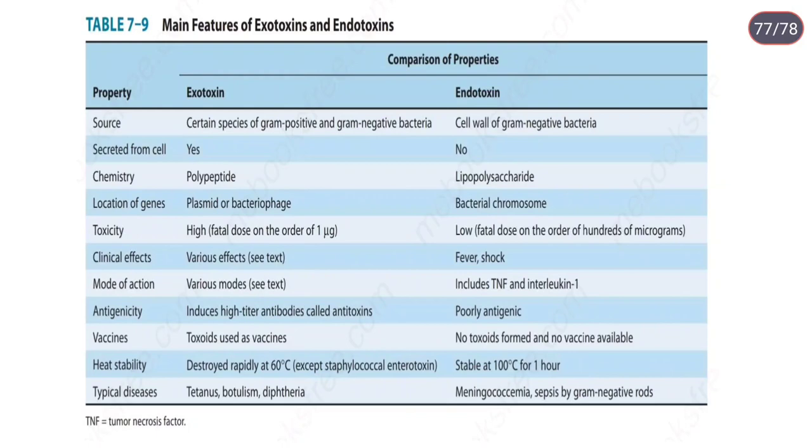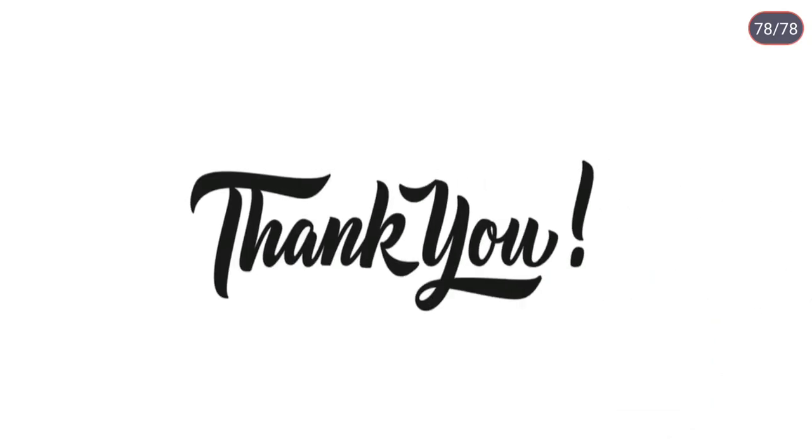So this is actually the comparison between exotoxin and endotoxin. I don't think that I have to tell it, you already know it, and it is taken from the Lange Review, 16th edition. So thank you so much for watching.